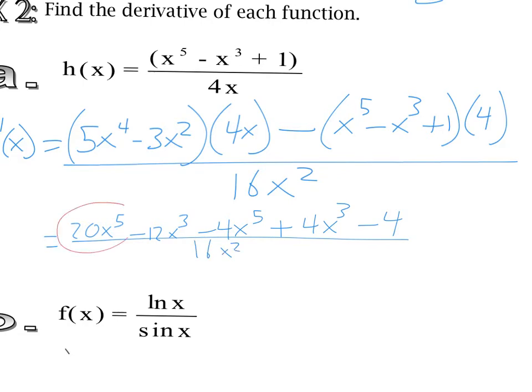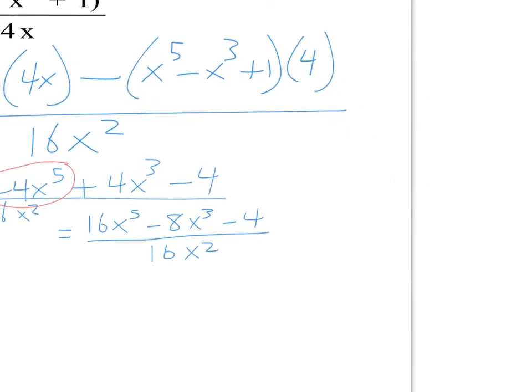And I did that just because I could see that there's going to be some like terms here, right? So, one more time, 20 minus 4 is 16x to the 5th, and negative 12 and positive 4 makes negative 8x cubed minus 4 all over 16x squared. And I think that this actually would even reduce, so I'm just going to do one more thing.